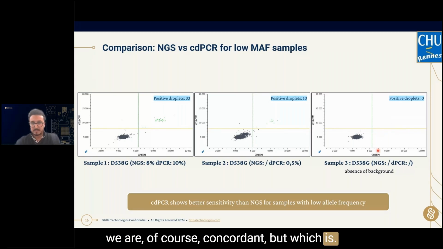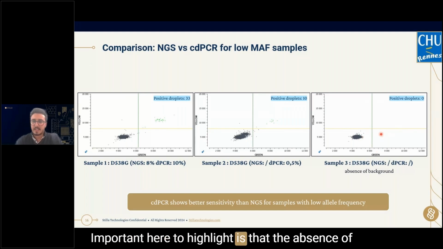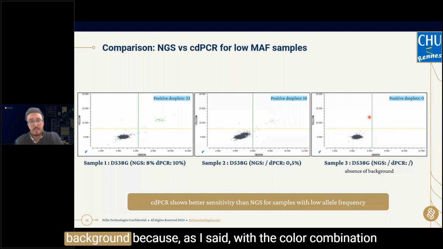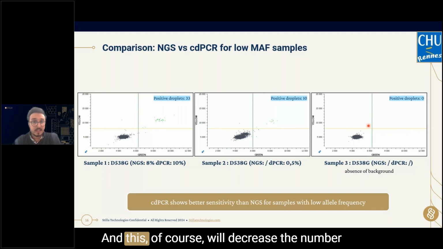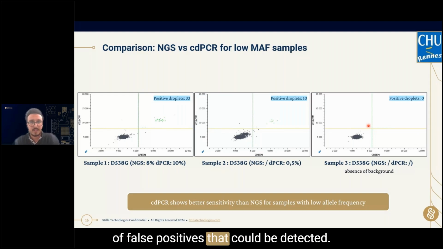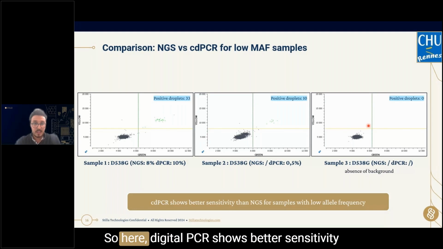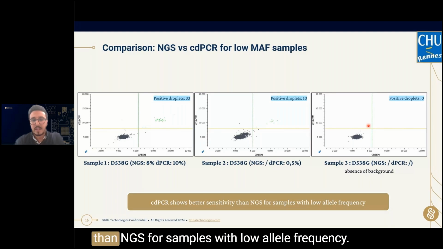But what is important to highlight here is the absence of background, because as I said, with the color combination method, we are able to decrease the background noise. And this, of course, will decrease the number of false positives that could be detected. So here, digital PCR shows better sensitivity than NGS for samples with low allele frequency.